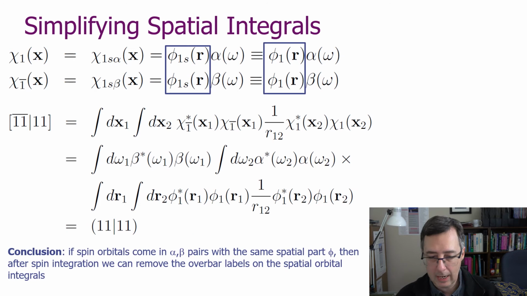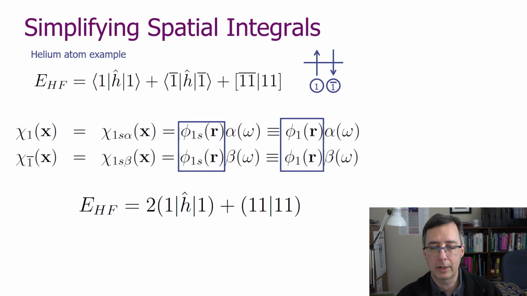Okay, so just to recap what I just did, this term is the same as that term because they both survive spin integration and they both give me a parenthesis 1H1, and so I add this one plus that one and get two of them. And then this guy, I don't need to keep any bars here anymore because the spatial orbital is the same whether I have alpha or beta. This part is exactly the same.